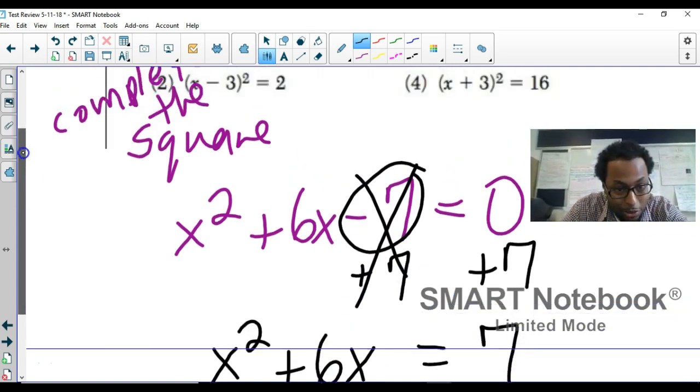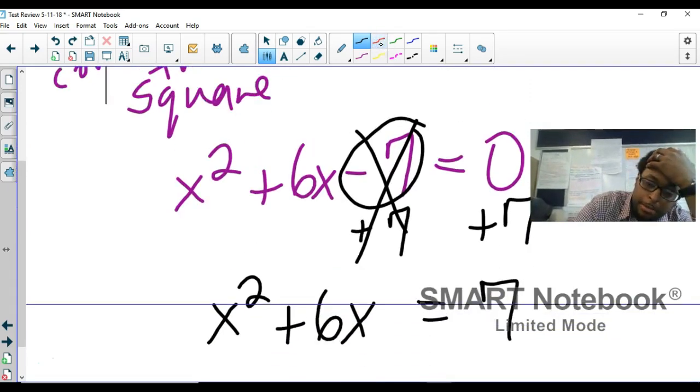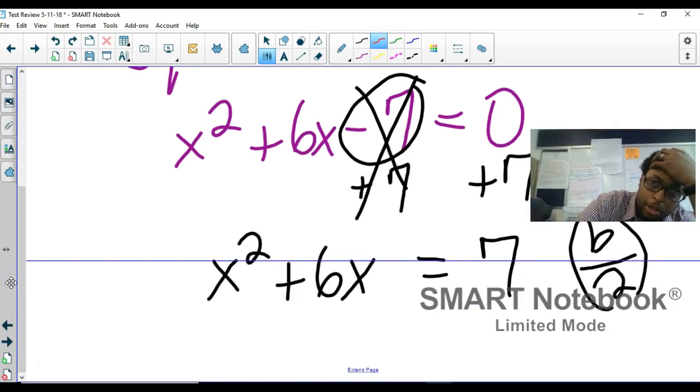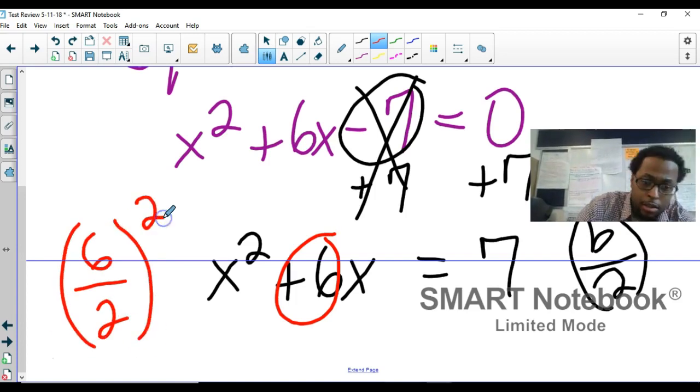Now I'm going to complete the square. How do I complete the square? Remember, the formula is b divided by 2 squared. Okay, b divided by 2 squared. So my b in this question is 6. So I'm going to do 6 divided by 2. And I'm going to square that. Okay? So my 6 divided by 2 is going to be 3. Then I do 3 squared, and it gives me 9.